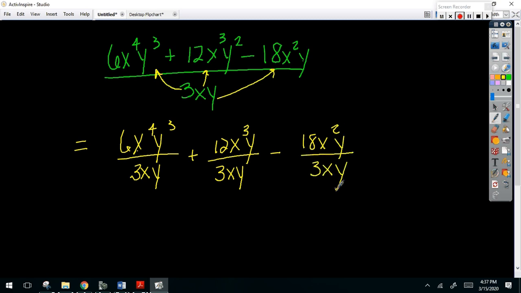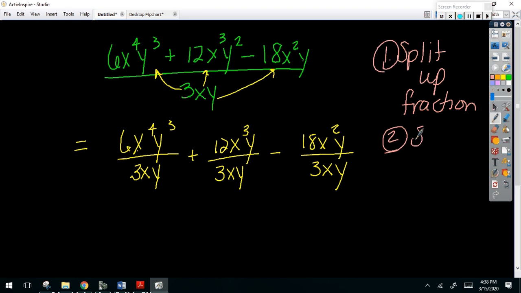And so now each of these fractions can get simplified on their own. I guess I can give you some little steps over here. So we'll say the first thing we do is split up the fraction, and then what we're going to do is simplify each fraction on its own. I know y'all can hear that clicking of my pen. I apologize. Okay, so here, let's look at the coefficients in front first.